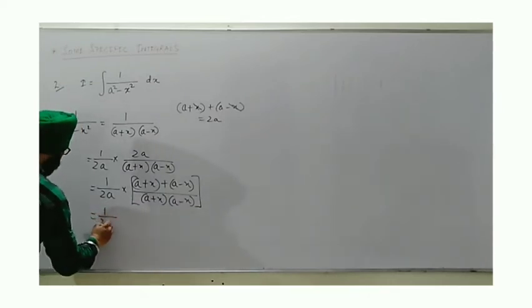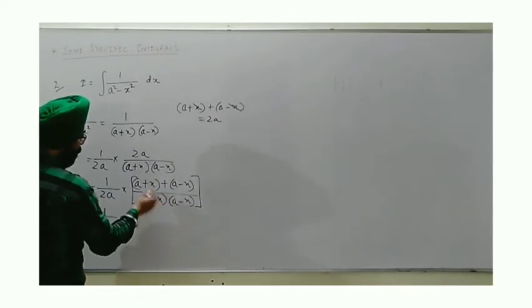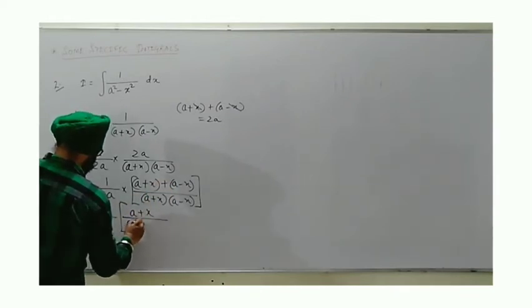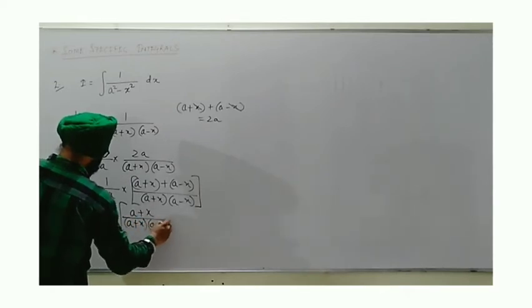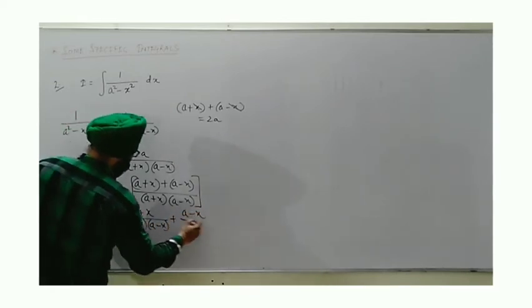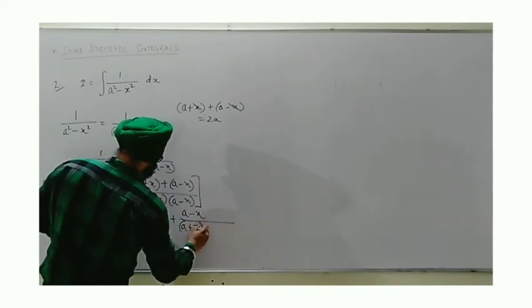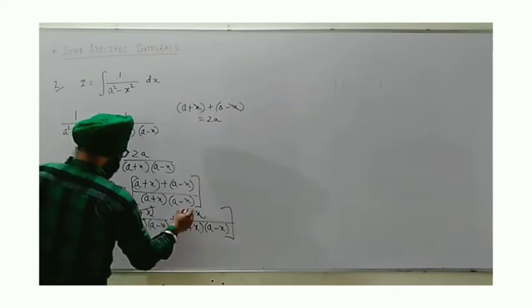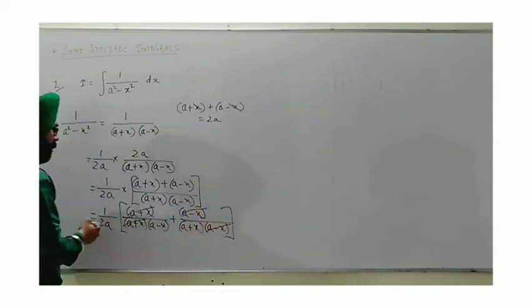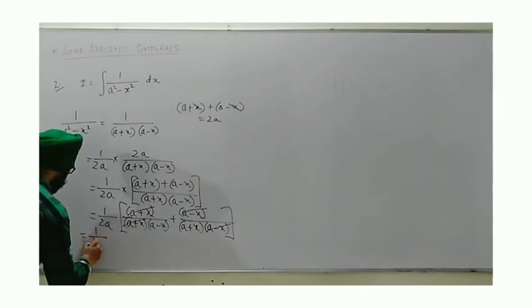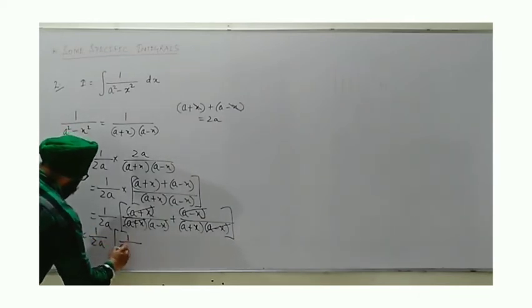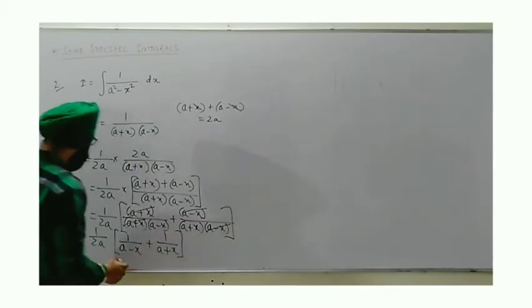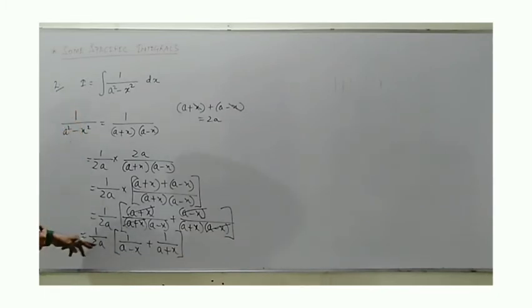Now, here this monomial can be separated into each term. We get a plus x upon a plus x, a minus x, plus a minus x upon a plus x, a minus x. Cancellation of the like terms. Now we have this in the two-term form as 1 upon a minus x plus 1 upon a plus x. Now, this given integral can be replaced by the same.